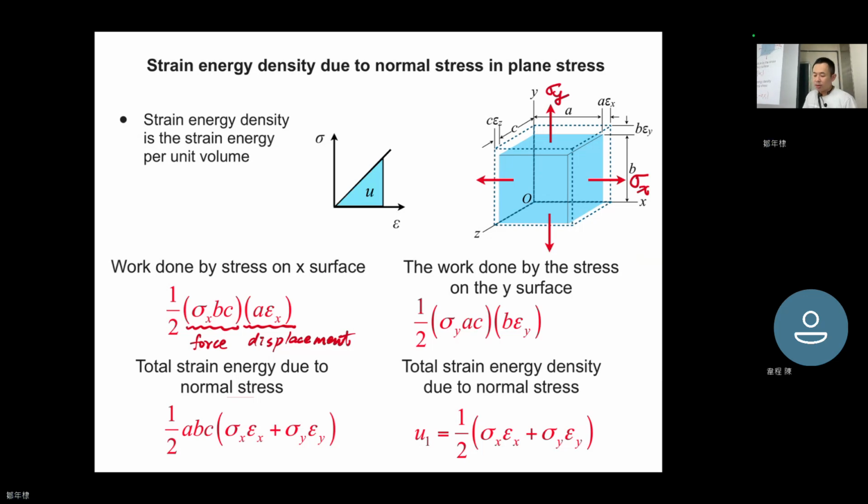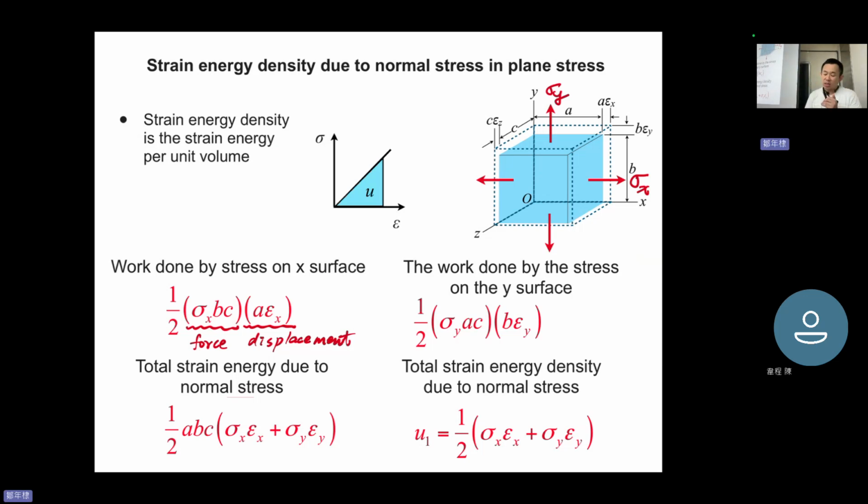Okay? Not too difficult, right? All the proofs in mechanics of materials follow a similar flow. Stress times strain, force times displacement become energy. Okay, that's it.